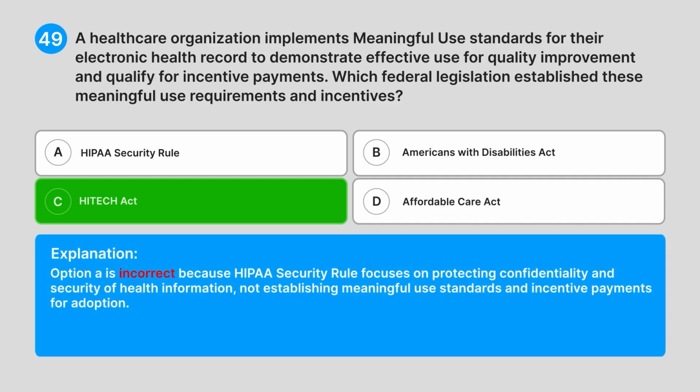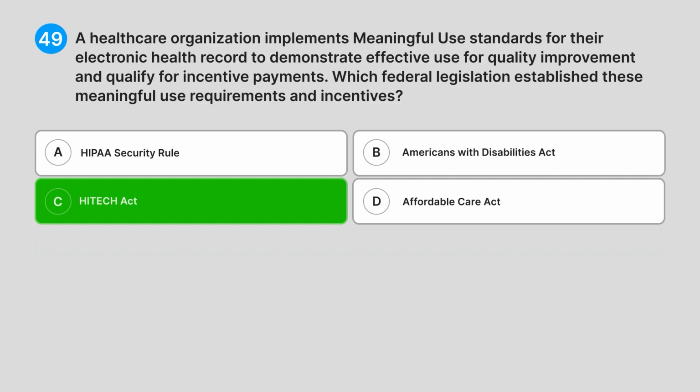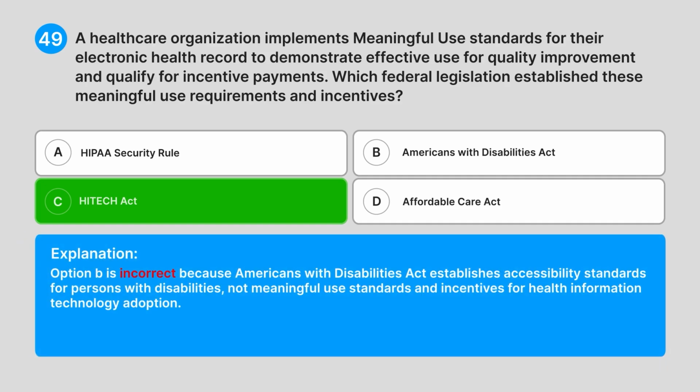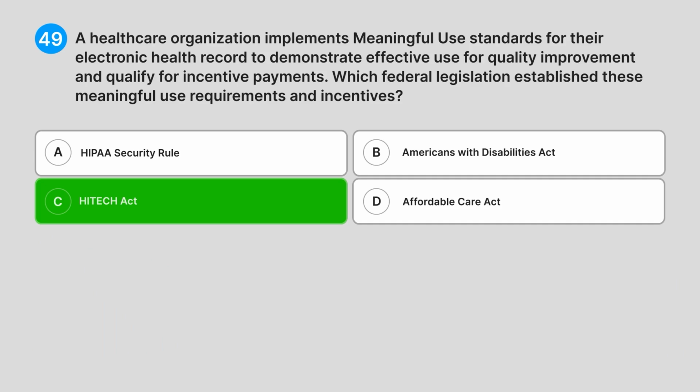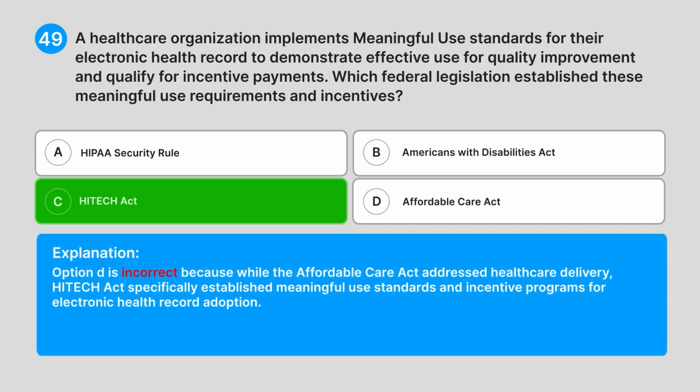Option A is incorrect because HIPAA security rule focuses on protecting confidentiality and security of health information, not establishing meaningful use standards and incentive payments for adoption. Option B is incorrect because Americans with Disabilities Act establishes accessibility standards for persons with disabilities, not meaningful use standards, and incentives for health information technology adoption. Option D is incorrect because while the Affordable Care Act addressed healthcare delivery, High-Tech Act specifically established meaningful use standards and incentive programs for electronic health record adoption.